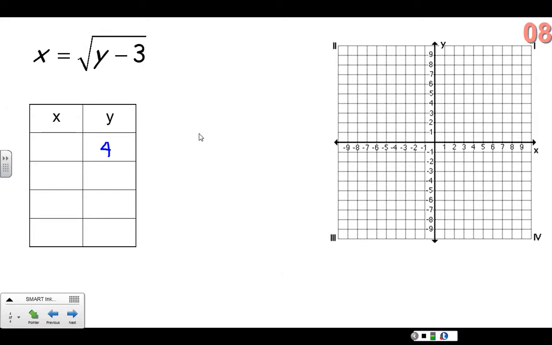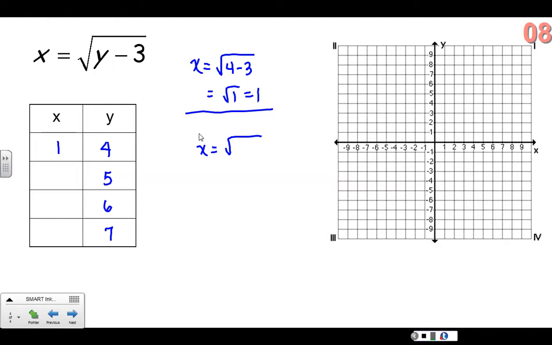I could do 5. 5 minus 3 would be 2, so the square root of 2, well, let's go ahead and try it. 5, 6, 7. We'll try it and see how it works, okay? So if I plug in the 4, x equals the square root of 4 minus 3, which is the square root of 1, which we know is just 1. Okay? If we do y equals 5, 5 minus 3, x would equal the square root of 2, which is approximately 1.41. So we'll just have to kind of guesstimate that.